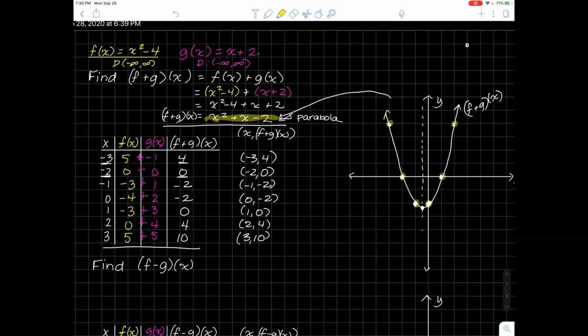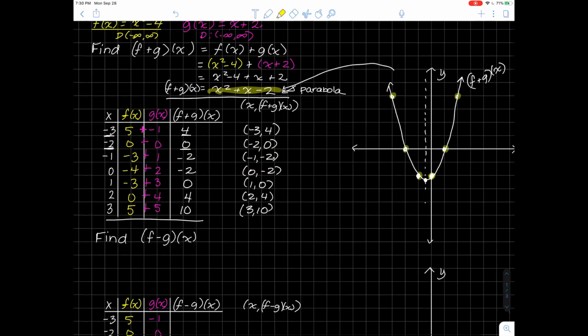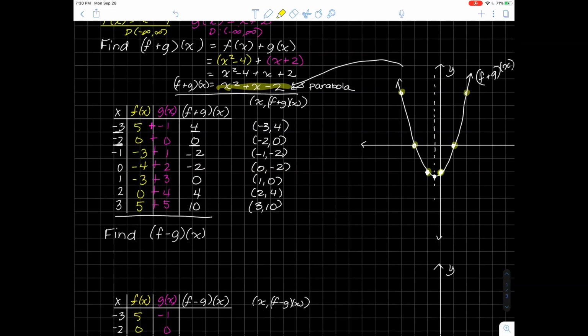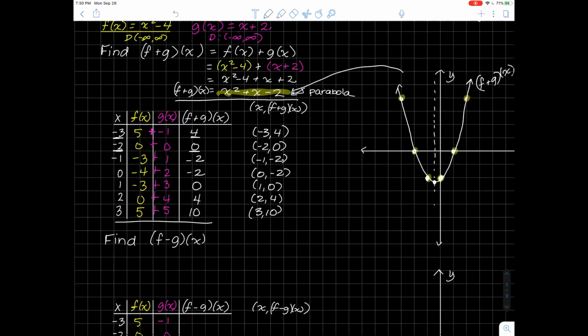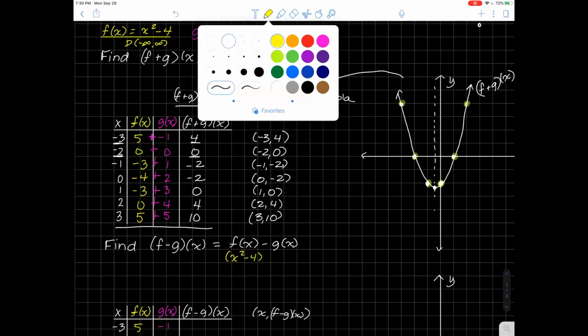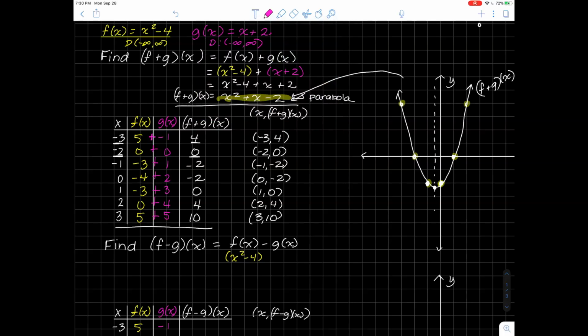Okay, so let's look at the next one. The next one we're going to be finding the f minus g of x. That really means we're doing the f of x minus the g of x. So I'm going to grab my yellow pen and replace the f of x with x squared minus 4, and then the g of x I'm going to replace with x plus 2.